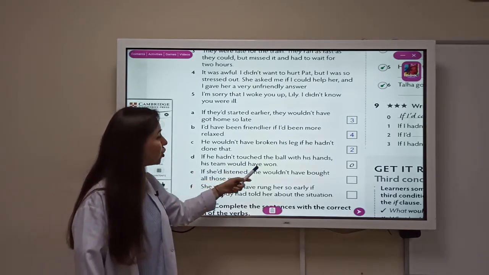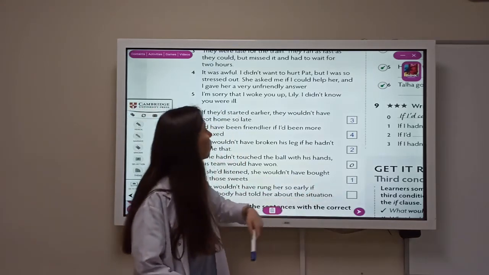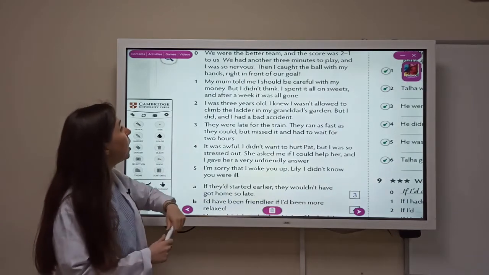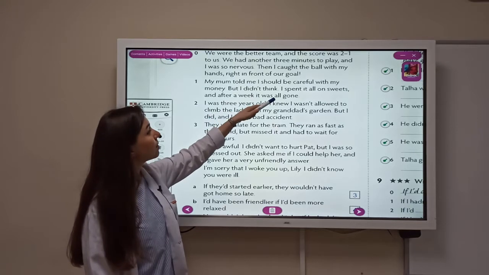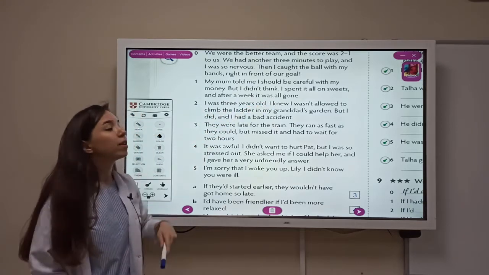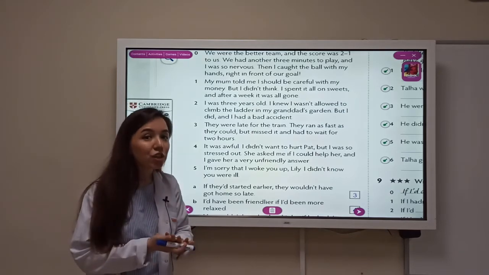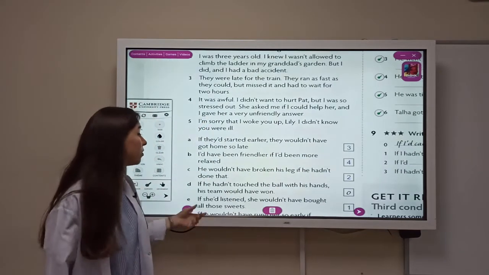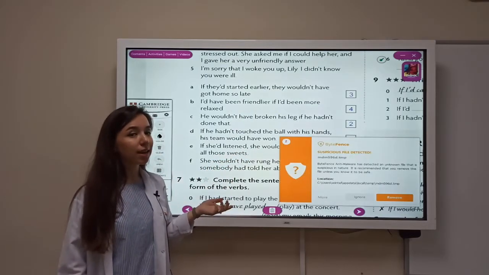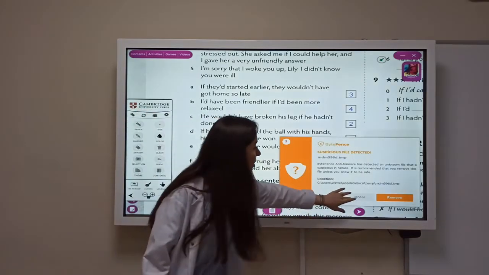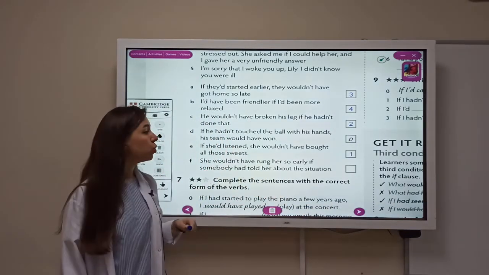If she had listened, she wouldn't have bought all those sweets. It matches with number 1, yes? My mom told me I should be careful with my money, but I didn't think. I spent it all on sweets and after a week it was all gone. So my mother told me in the past, it's finished, yes? Now, we are talking about an unreal situation. If she had listened, but she didn't listen, yes, we know it. If she had listened, she wouldn't have bought all those sweets.